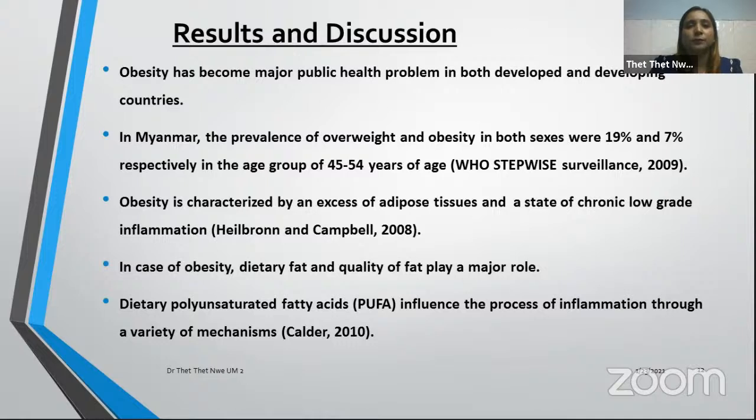In Myanmar, the prevalence of overweight and obesity in both sexes were 90% and 7% respectively in the age group of 45 to 54 years of age, according to the WHO stepwise survey in 2009. In case of obesity, dietary fats and quality of fat plays a major role. Dietary polyunsaturated fatty acid influence the process of inflammation through the varieties of mechanisms.